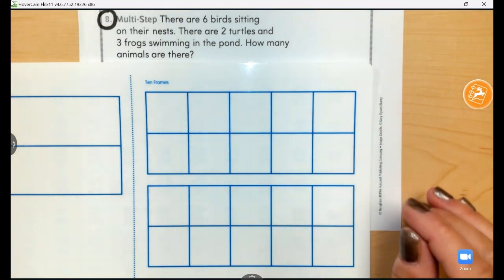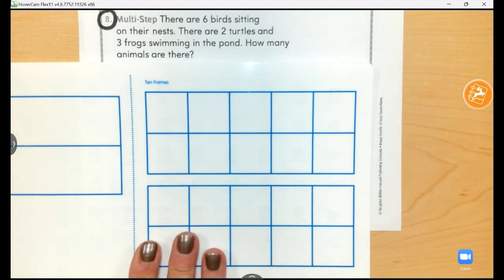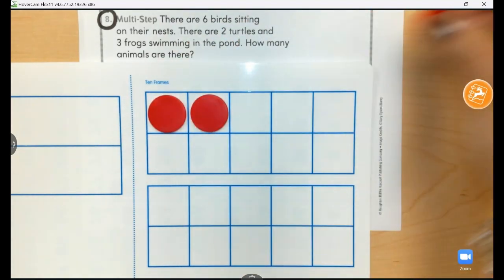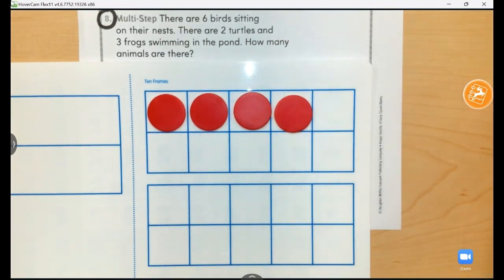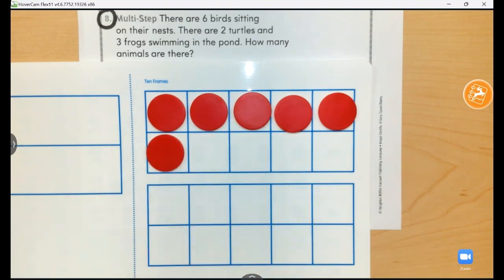Well, this may seem a bit overwhelming, but if we take one bite-sized piece at a time and work one part at a time and start to put it together in our double 10 frames, I think our first graders will quickly see a solution. So I would ask my first grade students, what's the first thing that you know? What's the first thing we learned in the story? Well, we learned that there were 6 birds sitting in their nest. So I'm going to go ahead and put those 6 birds in my 10 frame. All right, that's taking care of that information.